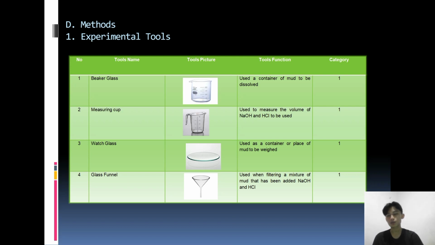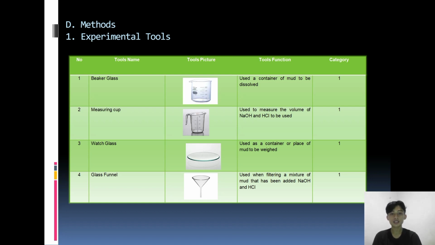Methods. First, the experimental tools. Number 1, beaker glass, as pictured here. Its function is as a container for the mud to be dissolved. Category 1. Number 2, measuring cup. Its function is to measure the volume of NaOH and HCl to be used. Category 1.